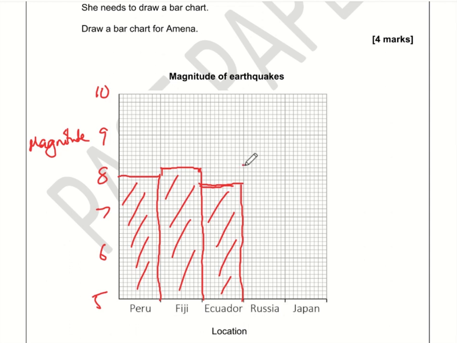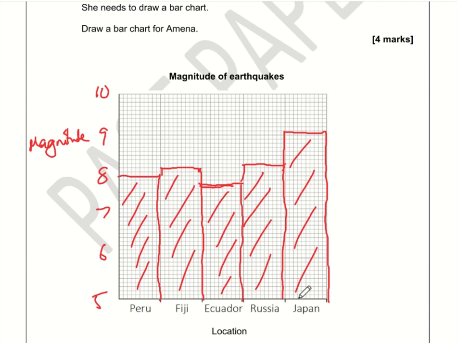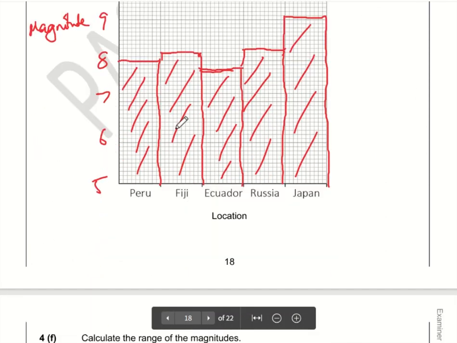8.1, 2, 3. And Japan was 9.1, so just above the 9. There we go. And as I say, using a ruler will make it look a bit tidier. There we go. So that's all we need to do.